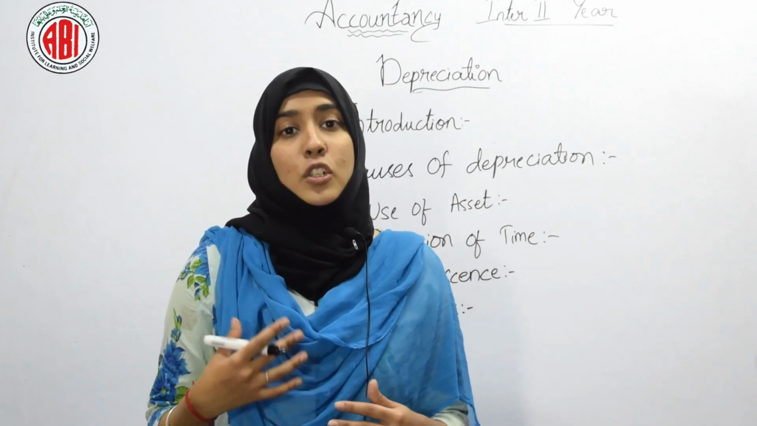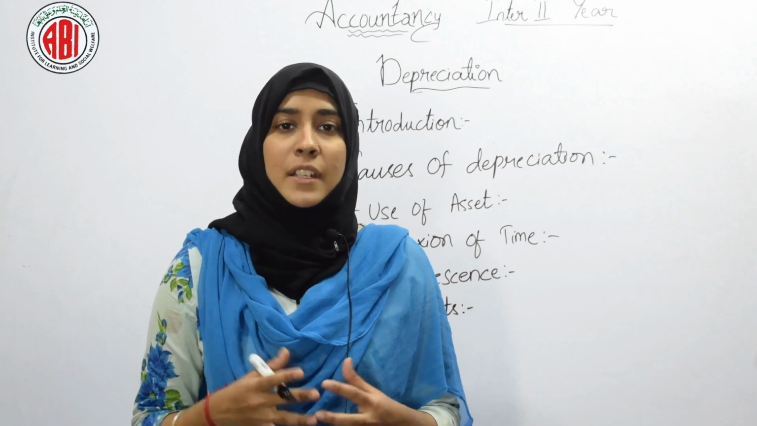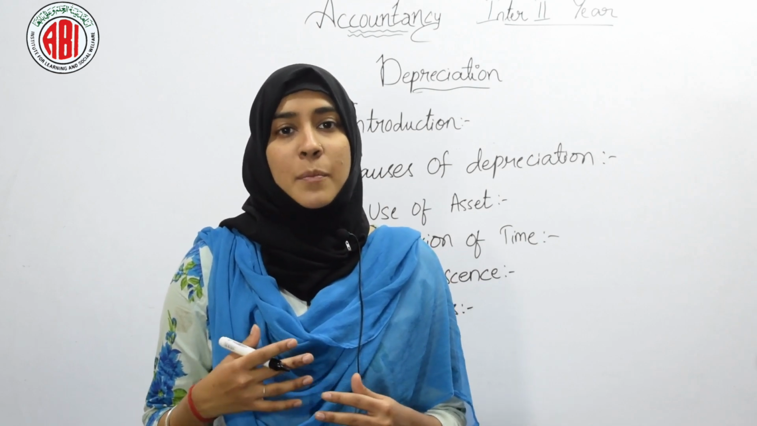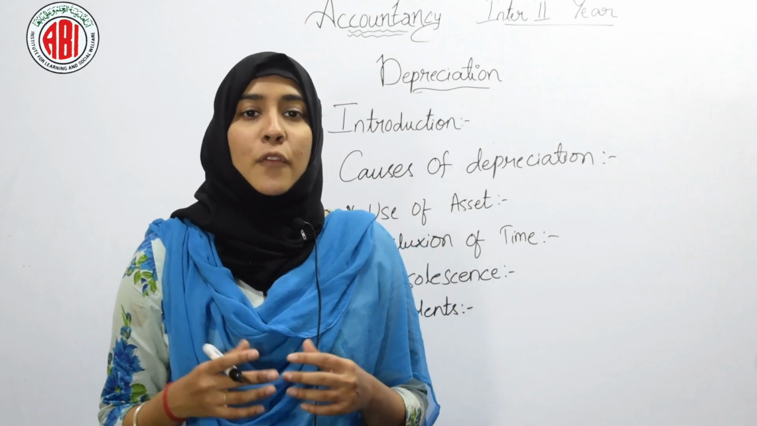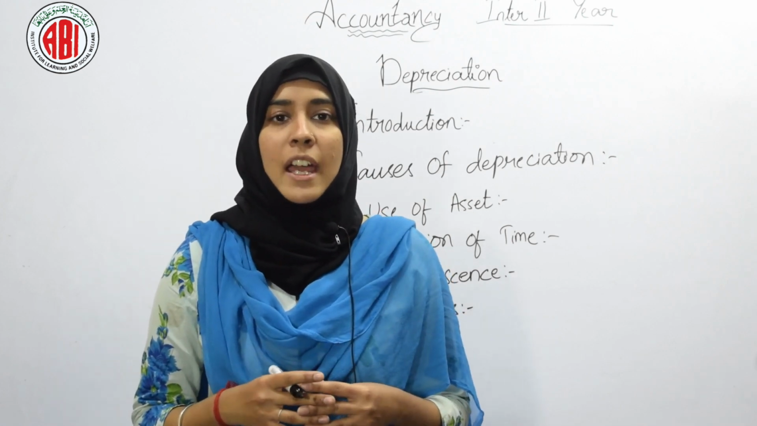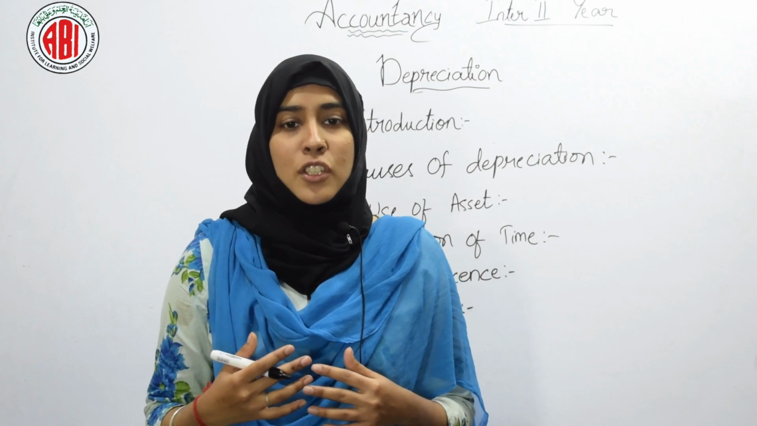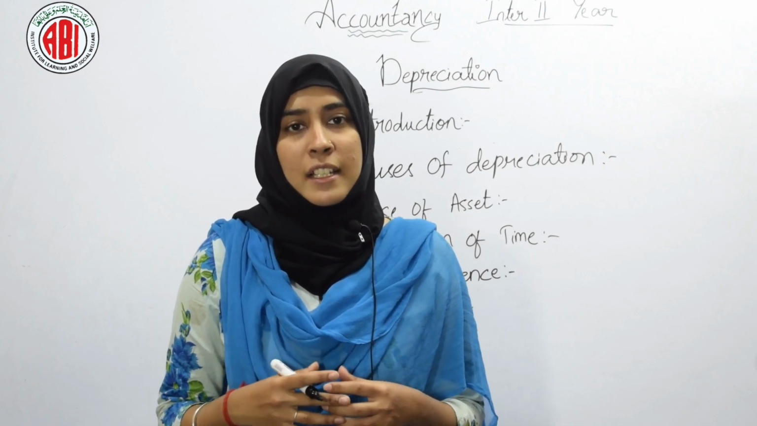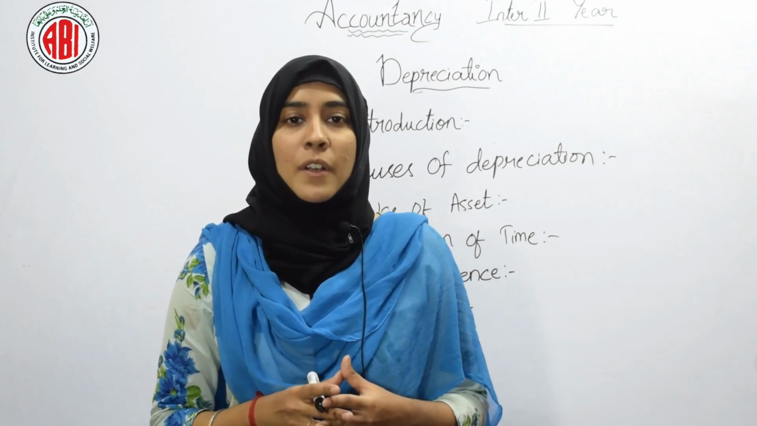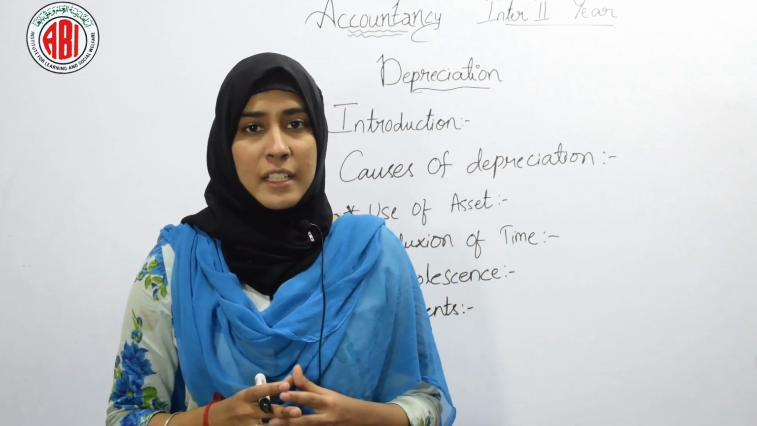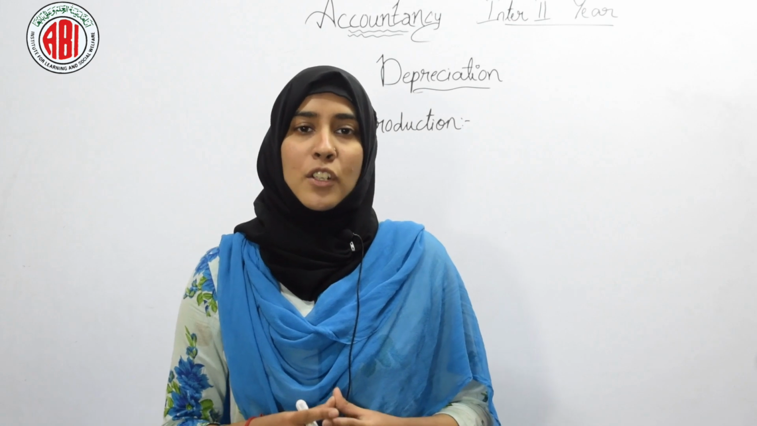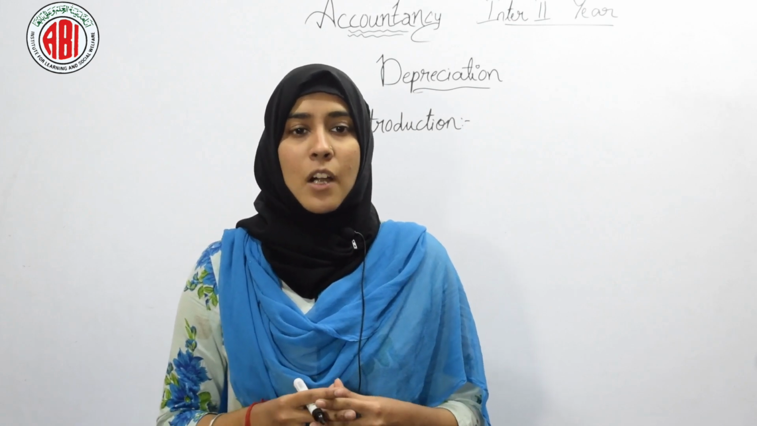Accidents: the asset loses its value if it meets with an accident. An accident means breakdown of an asset which decreases the value of an asset. For example, there is a godown and it catches fire suddenly. So what will happen? All the assets in that godown will become waste, and this is called the permanent loss of an asset. Now we will see why we need depreciation in accountancy.